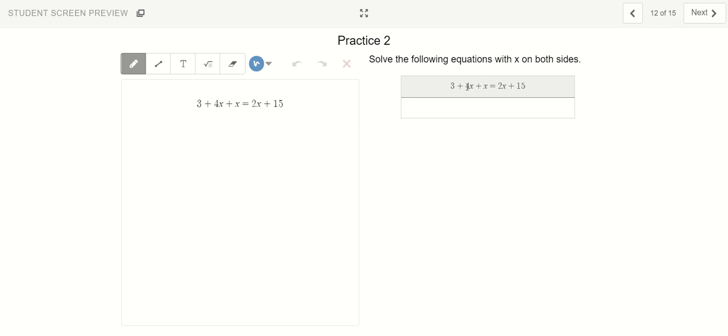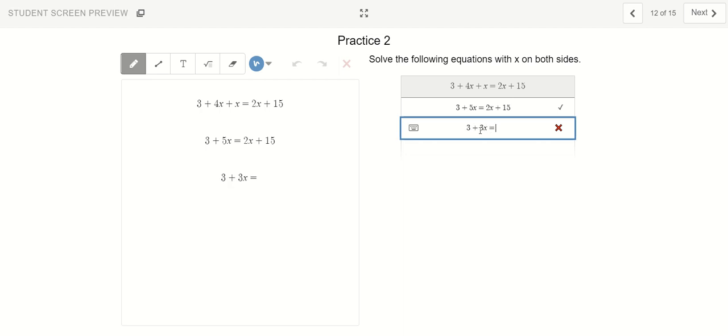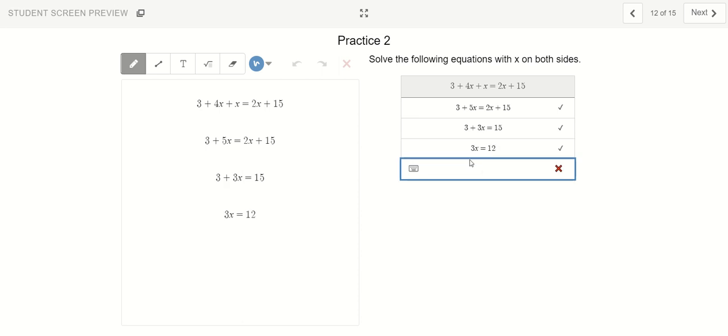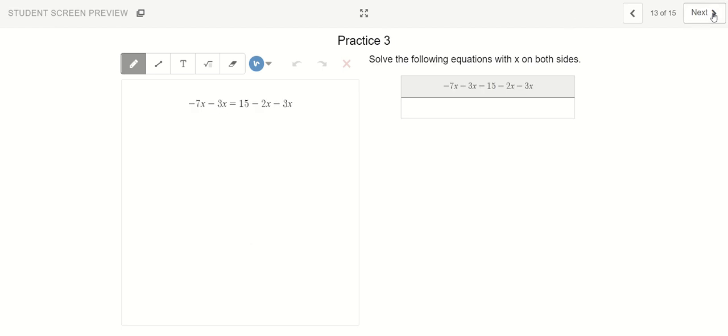So again, 4x plus x, I'm at 5x's. From here, I can subtract 2x's on both sides. All right, and now this is just a normal two-step equation. I can minus 3 on both sides. I can divide both sides by 3. All right, we have 2 more practices.